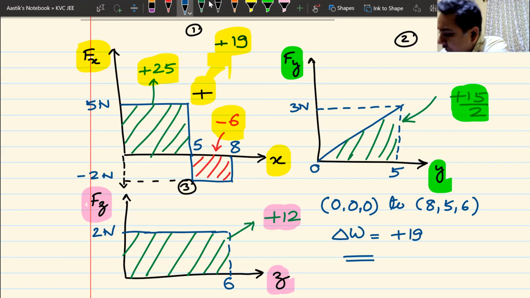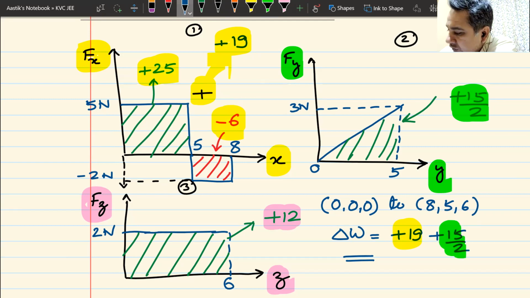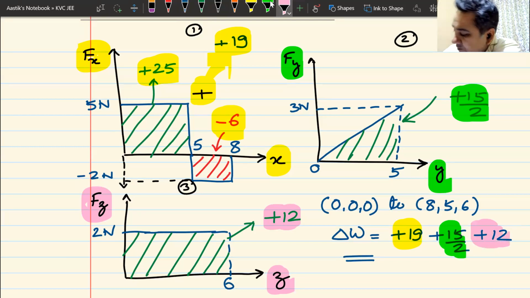Plus 19, which is the work done by the x component of force, plus 15 by 2, which is the work done by the y component of the force, plus 12, which is the work done by the z component of the force. We need to add these three and we end up with the answer. This will be the work done by this force.